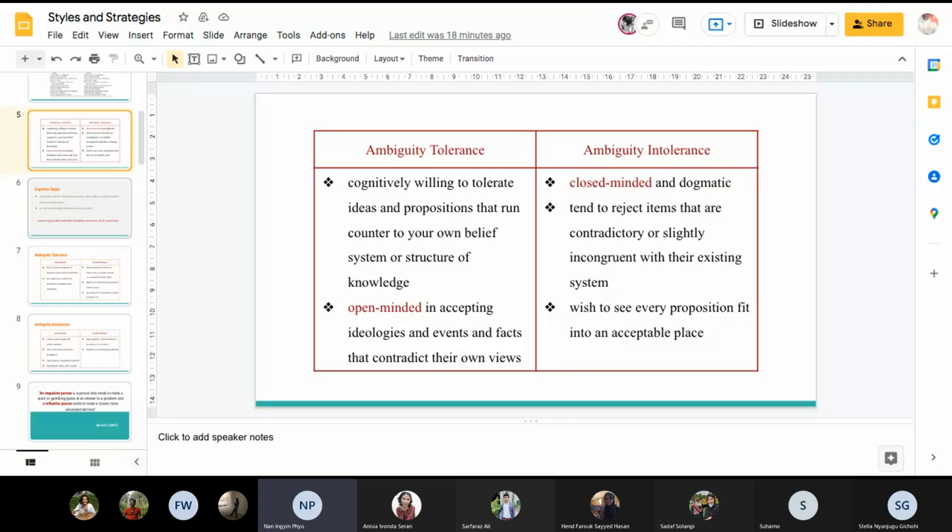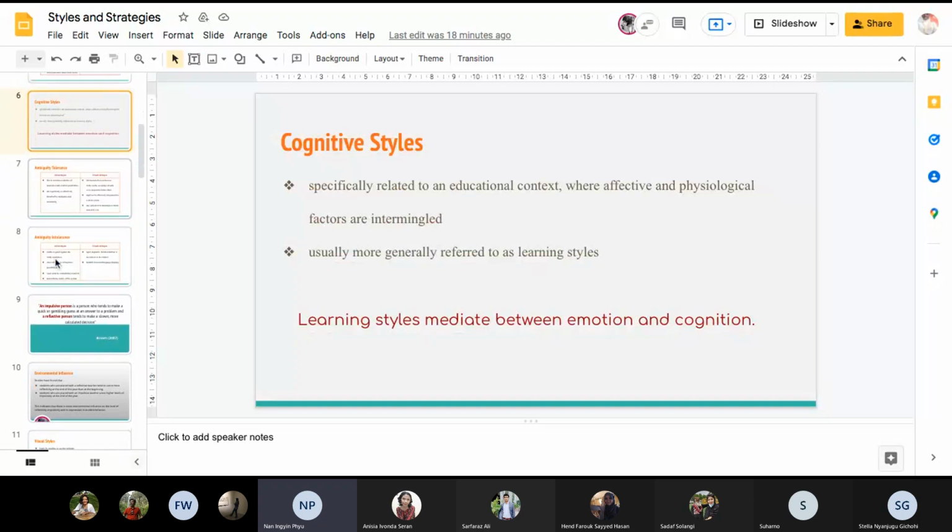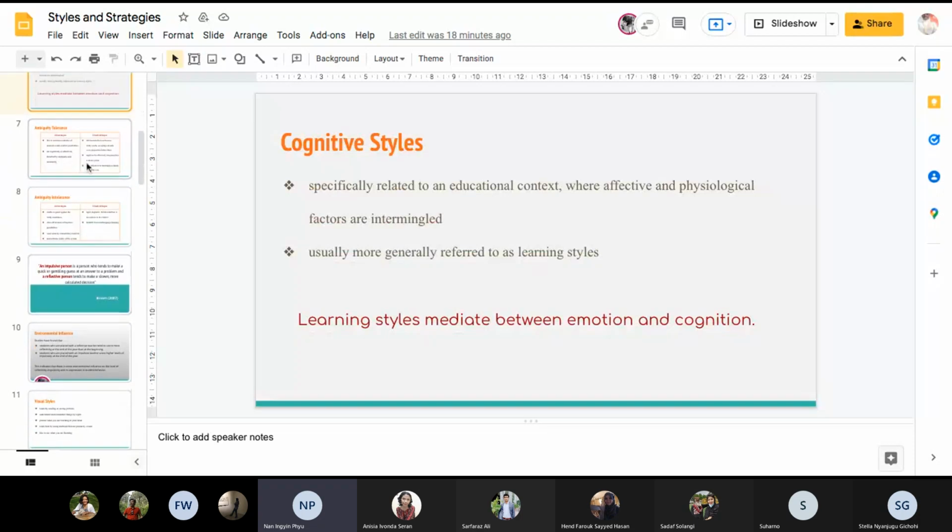Can you please go to the next slide? Thank you. So here, cognitive style is also one of the styles. We call it specifically related to an educational context where affective and physiological factors are intermingled, and it is usually more generally referred to as a learning style, because all learning styles are mediated between emotion and cognition.